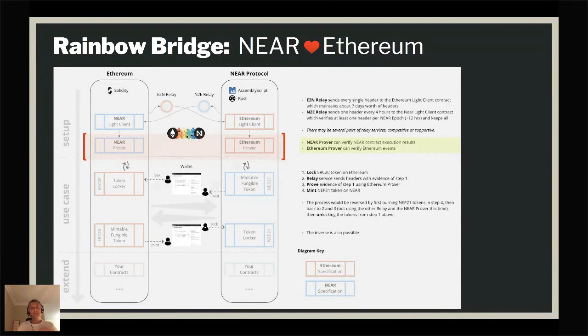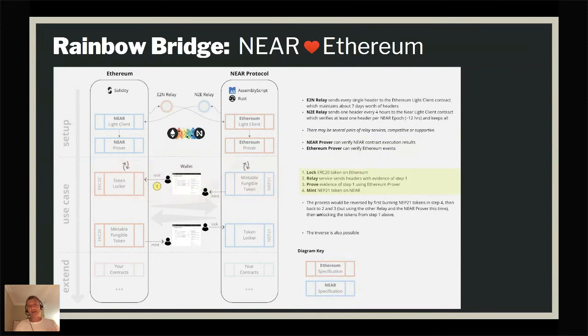So this is the area where we would lock ERC-20 on Ethereum. The relay notifies the Ethereum light client running on NEAR that this has happened. The prover proves evidence of the fact that that's happened, and then we mint. I'll try to expand on this a little bit. The prover proves that this actually happened, and then the minting happens on NEAR protocol.